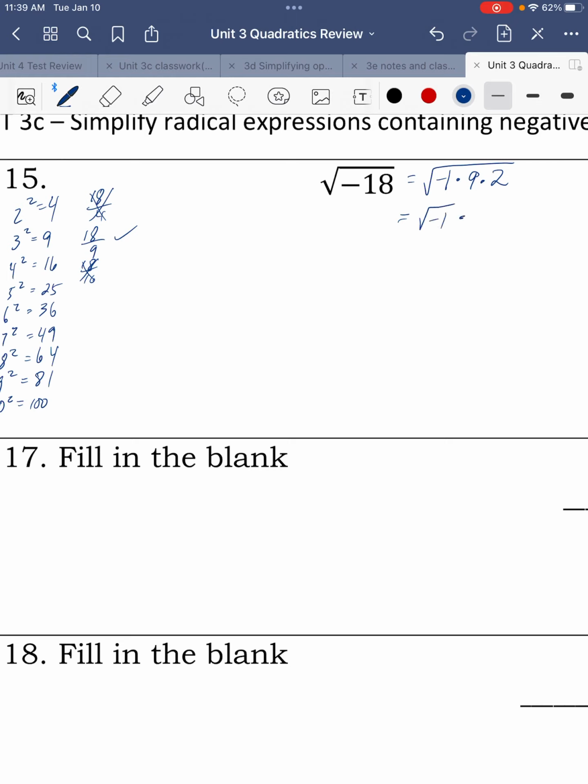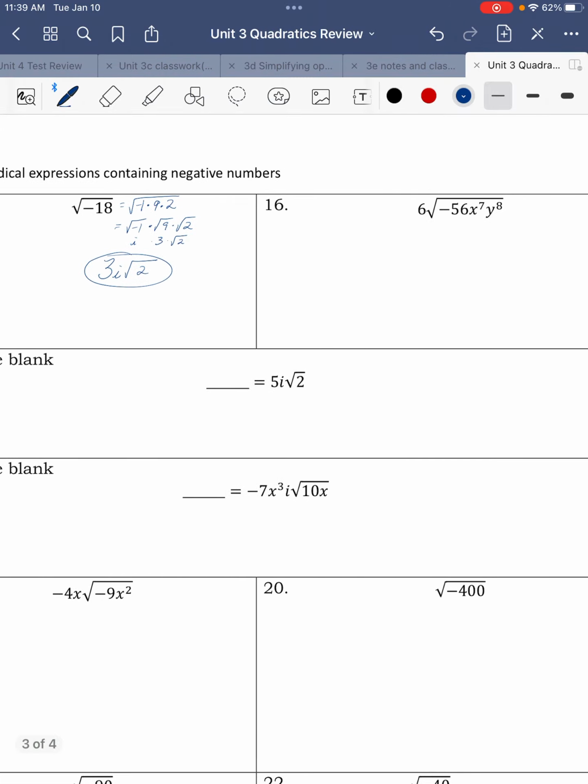Now let's break this down a little further. The square root of negative 1 and the square root of 9 and times the square root of 2. Square root of negative 1 is i, square root of 9 is 3, and then we don't know what the square root of 2 is. I'm going to rewrite this, and that's going to be my final answer. 3 times i, or 3i, square root of 2.